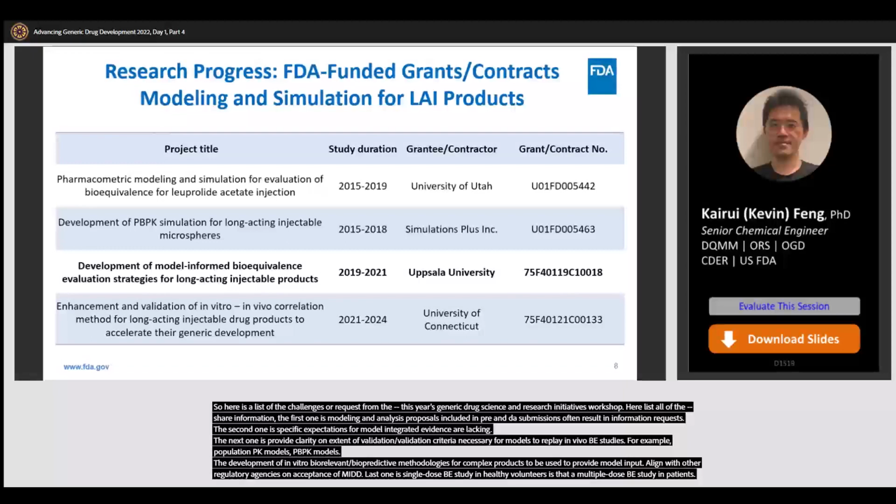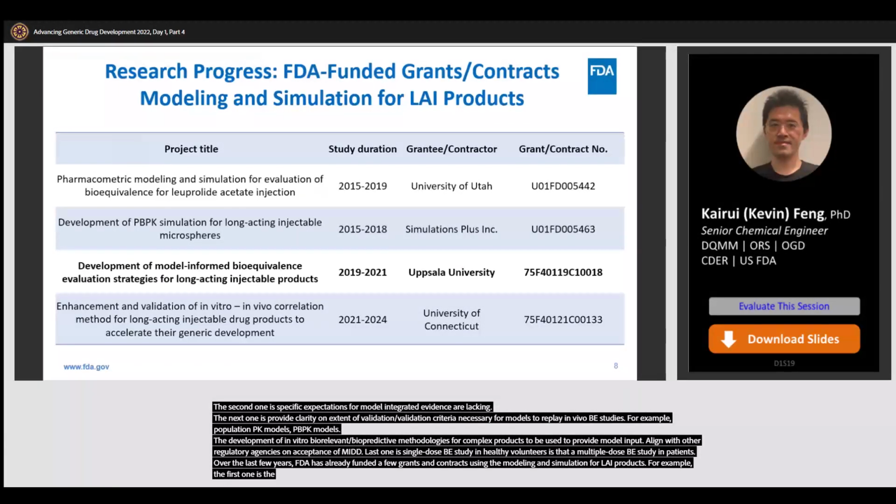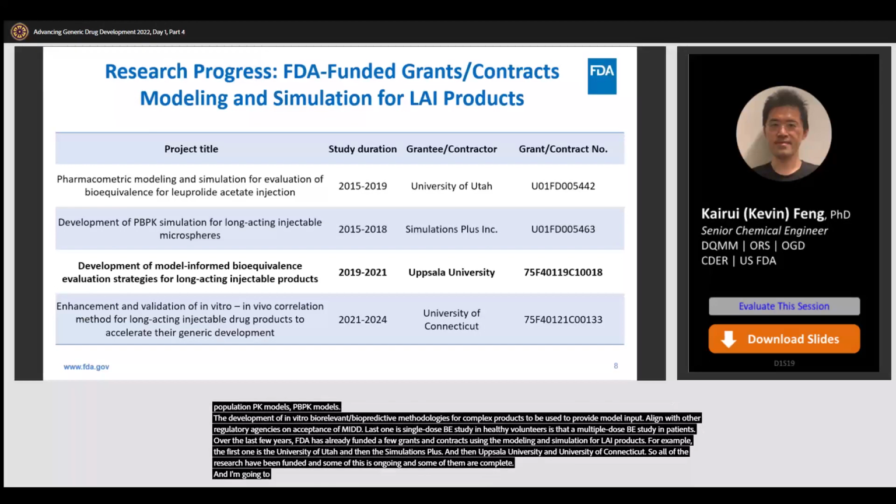Over the last few years, FDA has already funded a few grants and contracts using modeling and simulation for LAI products. For example, the first one is University of Utah, and then Simulation Plus, and then Uppsala University and University of Connecticut. So all of the research has been funded, and some of it is ongoing and some is complete. I'm going to share with you what has been proposed and what has been found in the research.